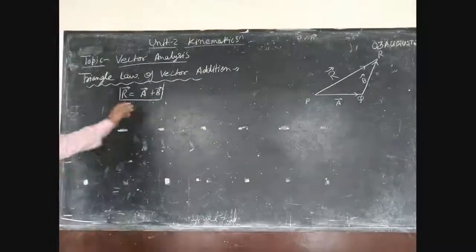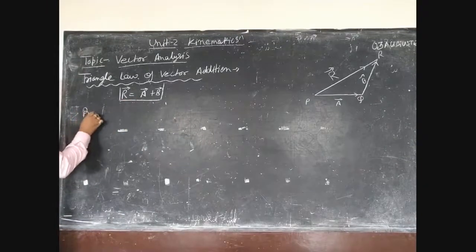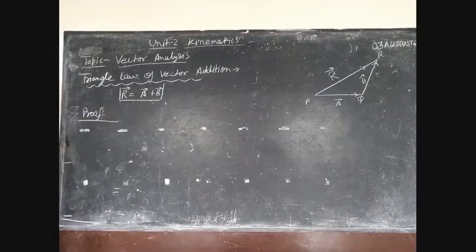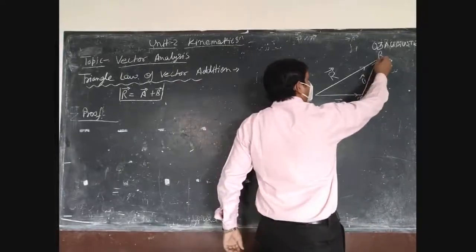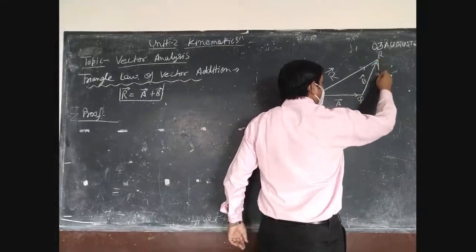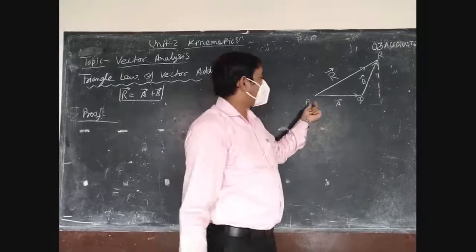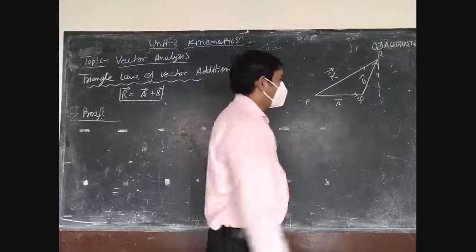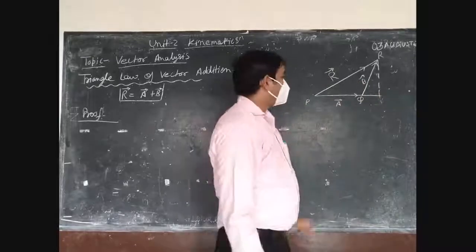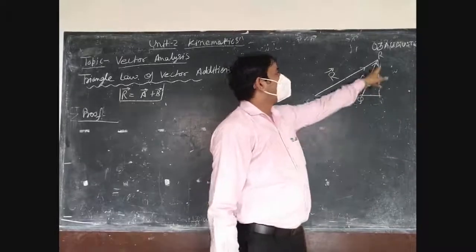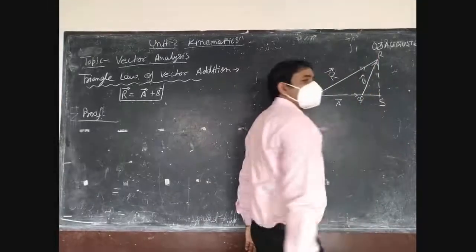Now we are proving this result. How will it work? Proof of the triangle law of vectors. For proving it, from point R, draw a perpendicular and extend the side of the triangle PQ so that the extended PQ and the perpendicular RS meet at point S.